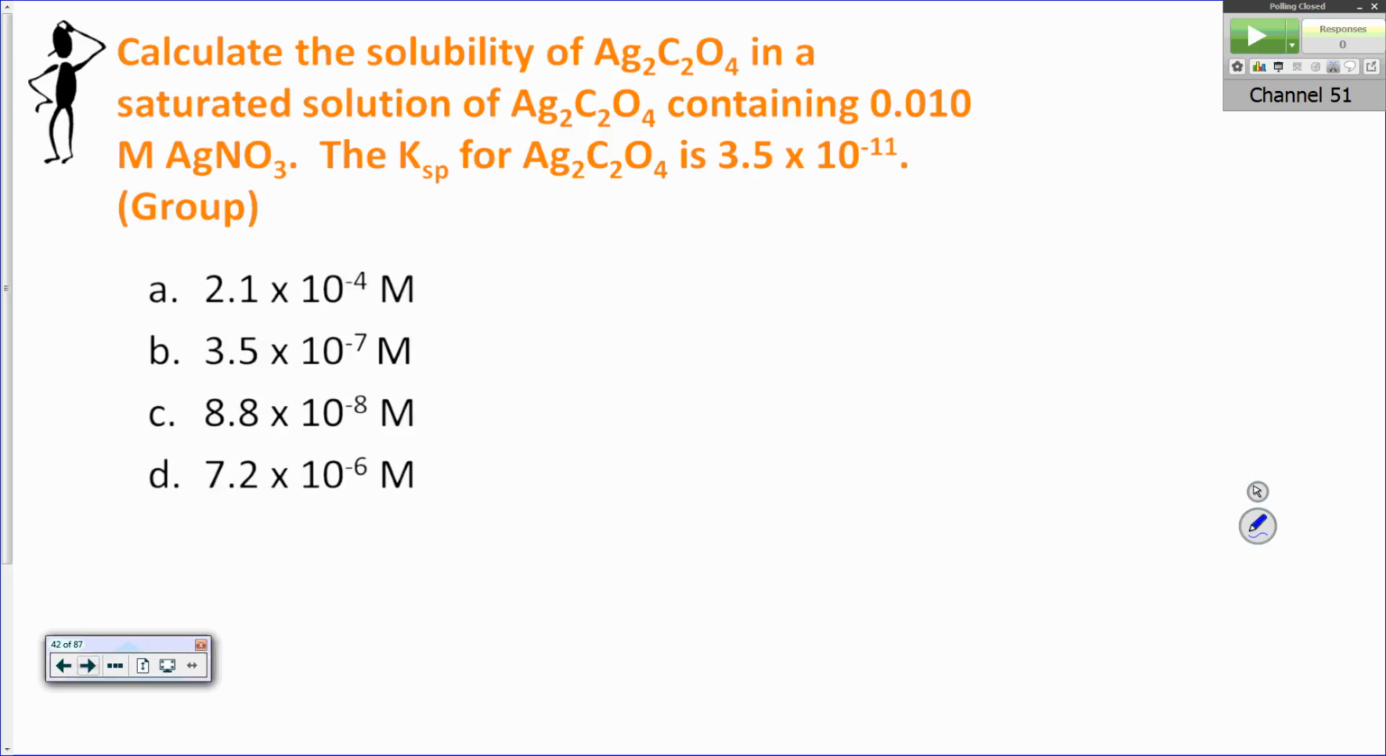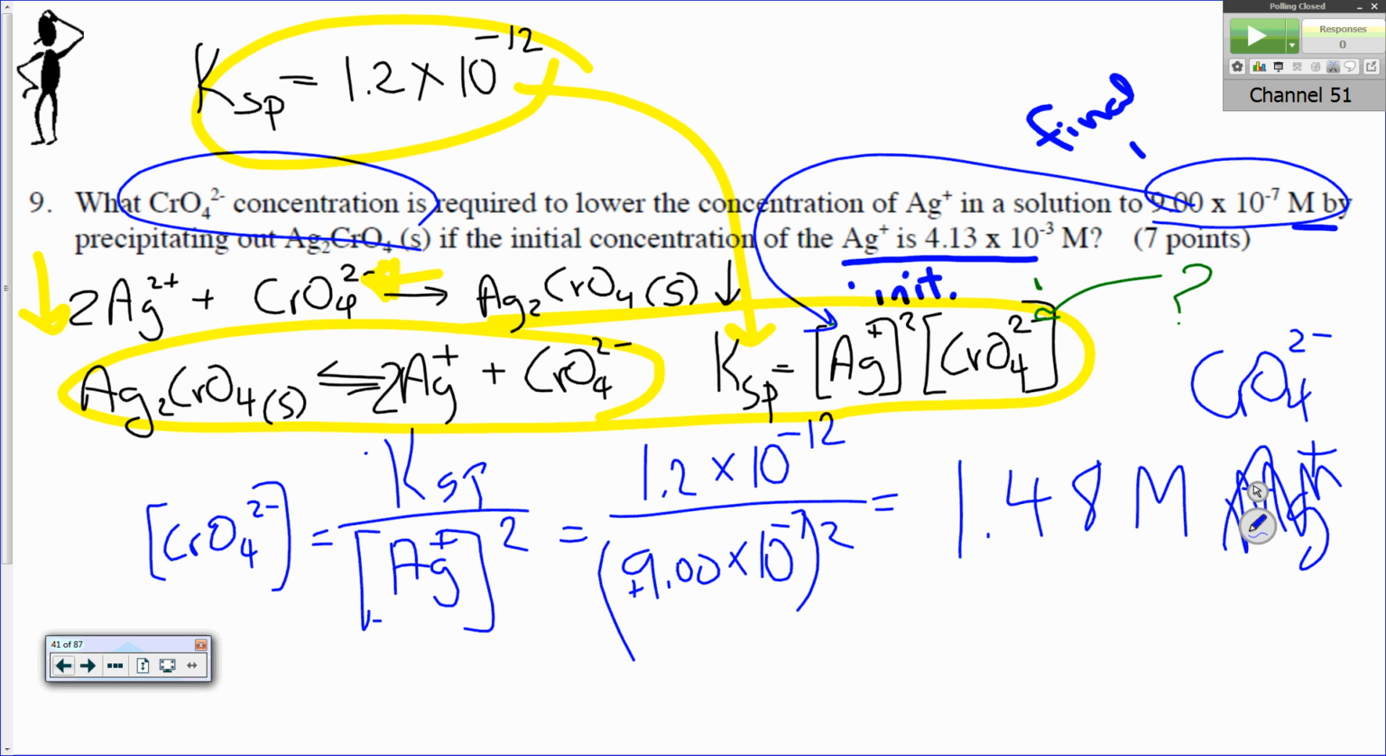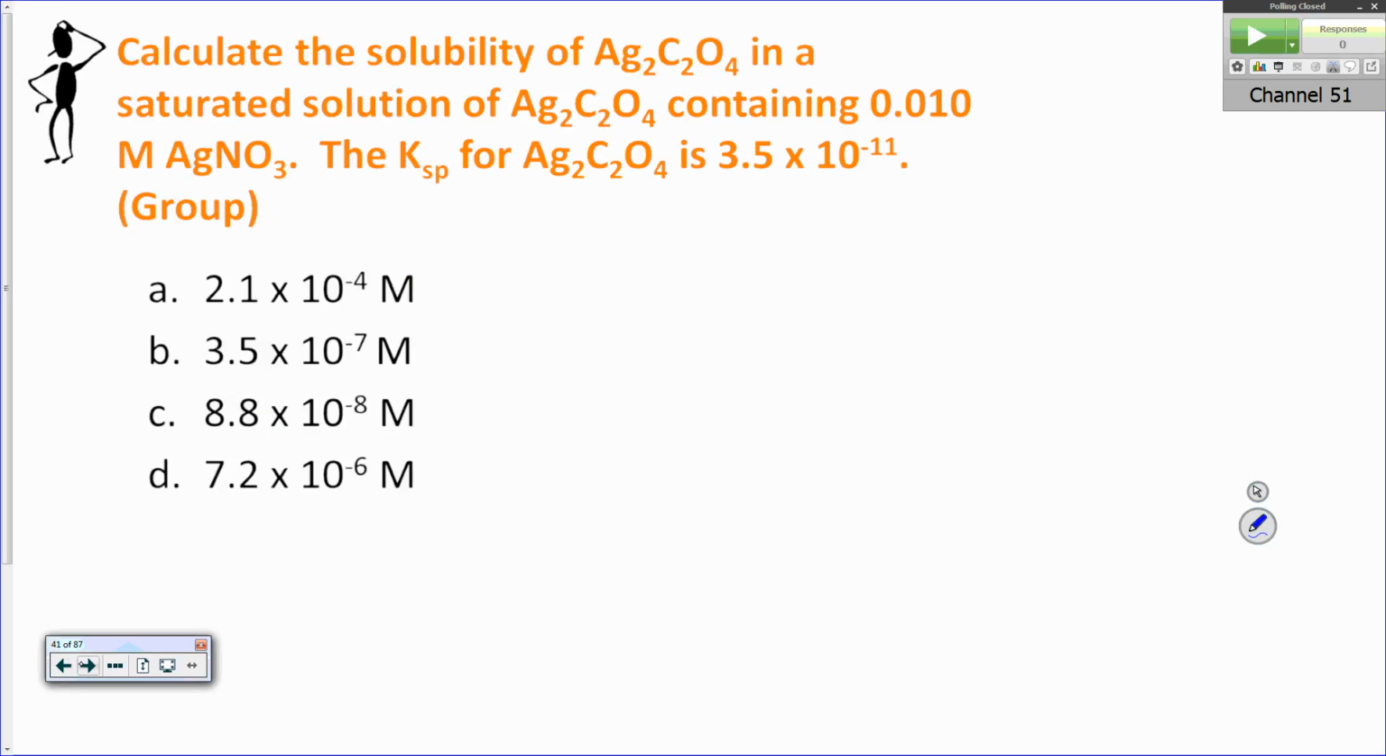Okay, so here's a common ion effect problem. It's just a different way of asking it. On this one, I've got silver C2O4, that's the oxalate ion, and I've got a saturated solution of it. It contains another source of silver from silver nitrate, which is freely soluble. And the KSP for the silver oxalate is 3.5 times 10 to the minus 11.